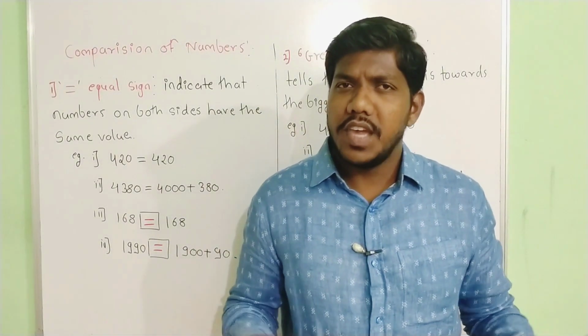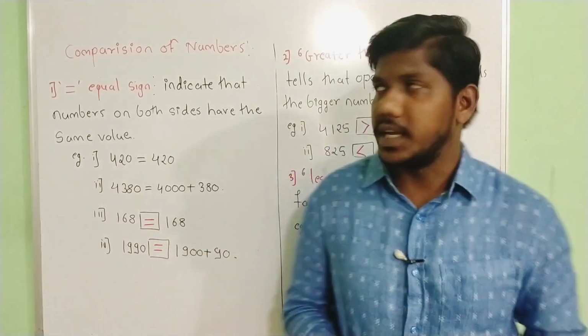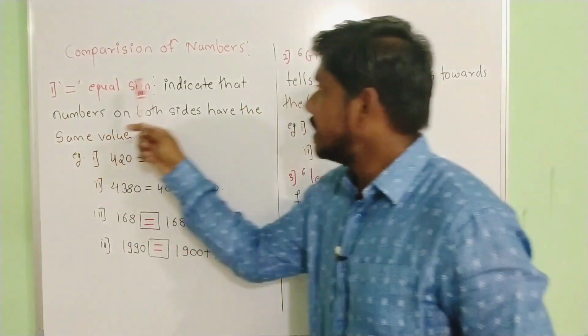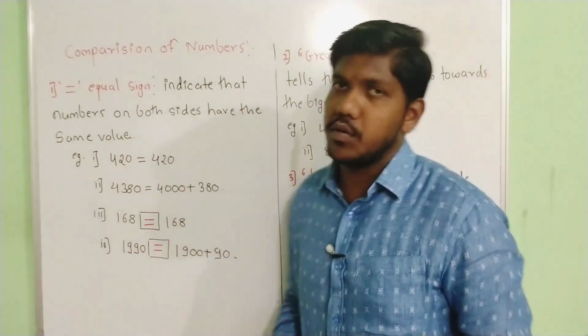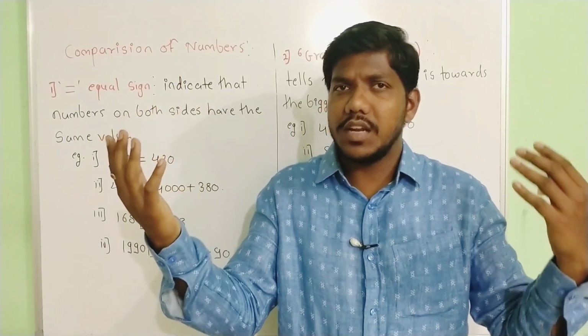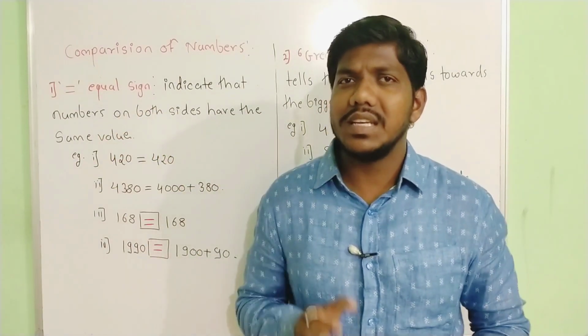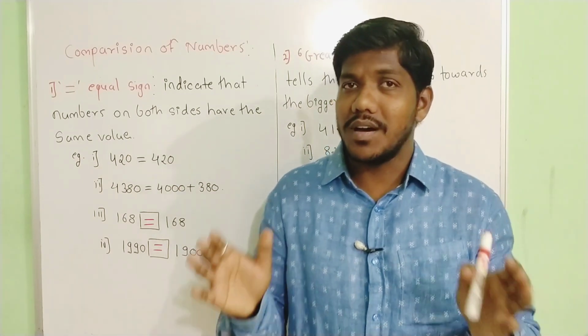To show the comparison, we have three signs. So first is the equal sign. So let's start with the equal sign. So this is the equal sign. It indicates that numbers on both sides have the same value. When we put an equal sign between two numbers, right hand side or left hand side, that equal sign indicates that both numbers have the same value or both numbers are the same.